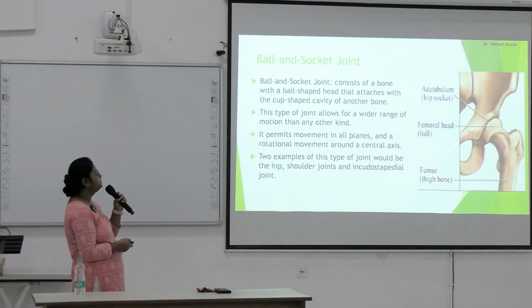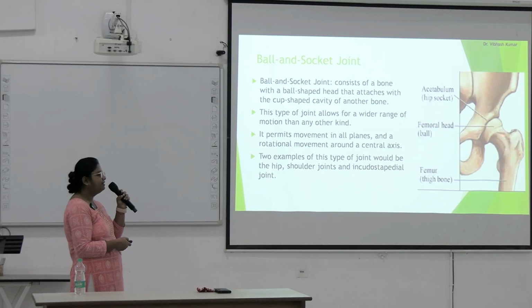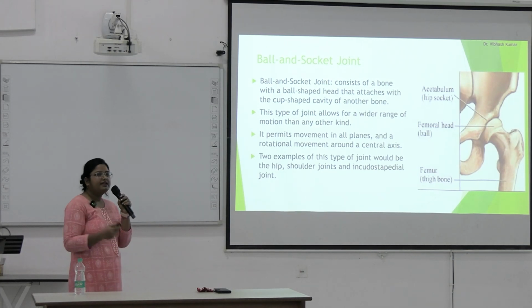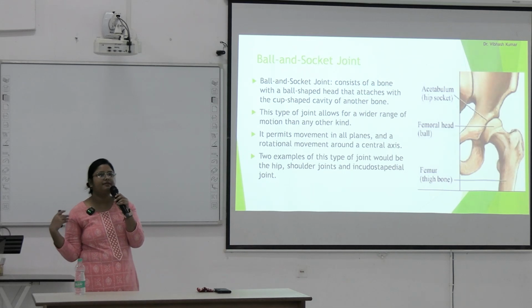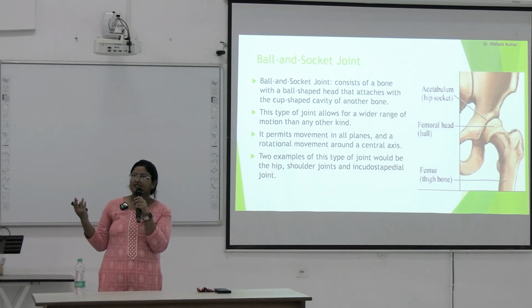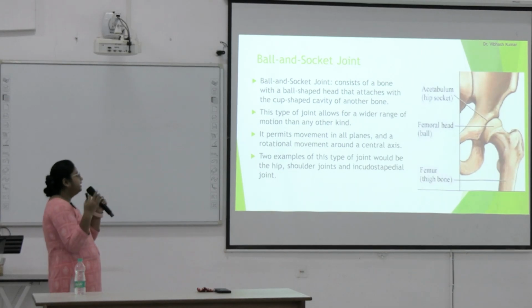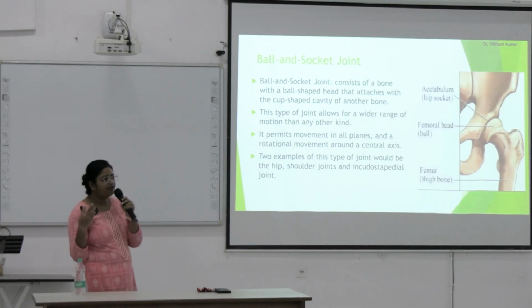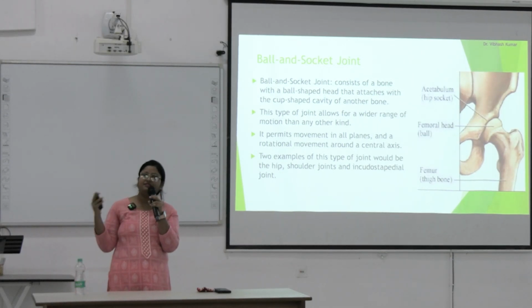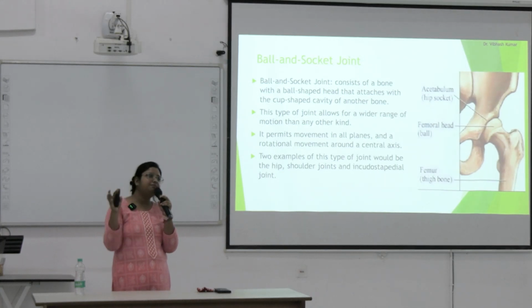Here the hip joint has been shown. The ball is formed by the head of the femur, the socket is formed by the acetabular cavity, and in the shoulder joint the ball is formed by the head of the humerus, the socket is formed by the glenoid cavity. Okay, and also the glenoidal labrum. The glenoidal labrum is attached at the margin of the glenoid cavity to deepen the cavity.